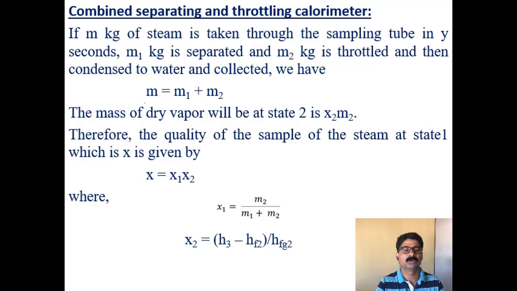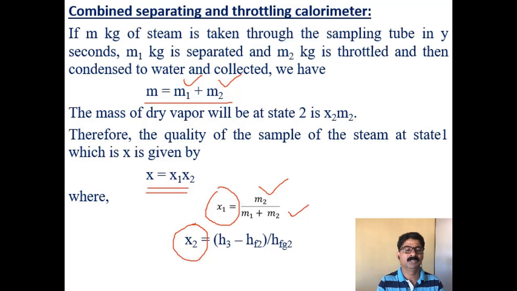As I told you earlier, the total mass entering the sampling tube is M1 plus M2, where M1 is the liquid part and M2 is the vapor part. So M2 divided by M1 plus M2 is the dryness fraction measured using the separating calorimeter, whereas X2 is the dryness fraction measured using the throttling calorimeter, and the final dryness fraction X is equal to X1 into X2. This is how the dryness fraction is measured using a combined separating and throttling calorimeter. With this I conclude the theory portion of pure substance under module 4, and will continue in further lectures with a few numericals. Okay, thank you.